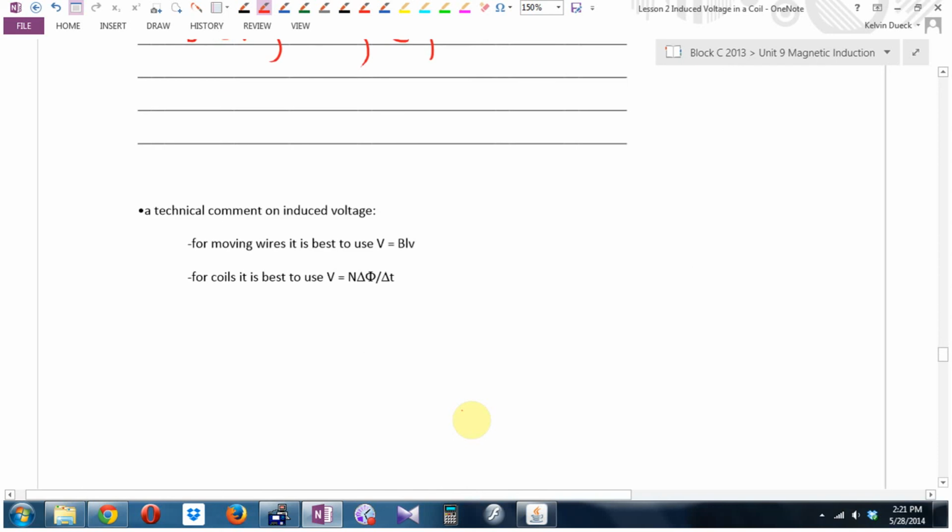Almost done. Summary. When you're talking about induced voltage for a wire, use BLV. For a coil, change in flux over change in time, except I'm missing a negative.